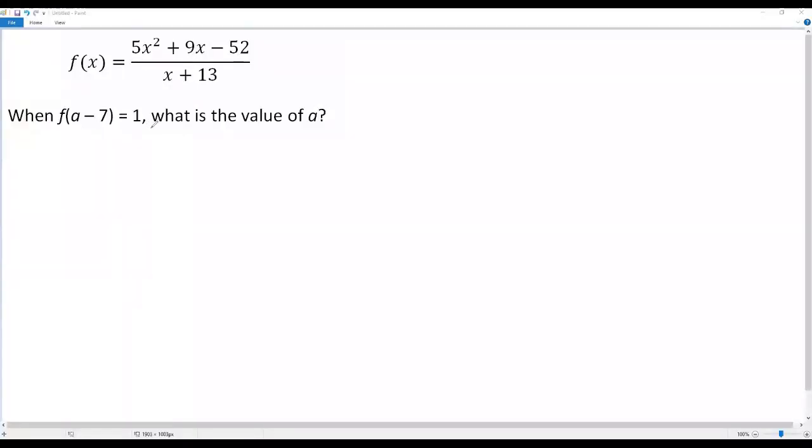Here we have a SAT math problem. Okay, let's go over the question. We have a function f of x equals 5x squared plus 9x minus 52, divided by x plus 13. When f of a minus 7 equals 1, what is the value of a?